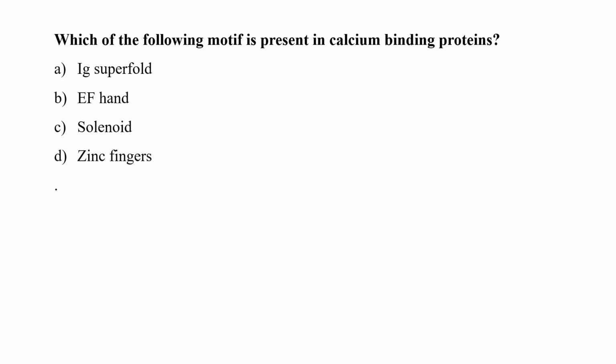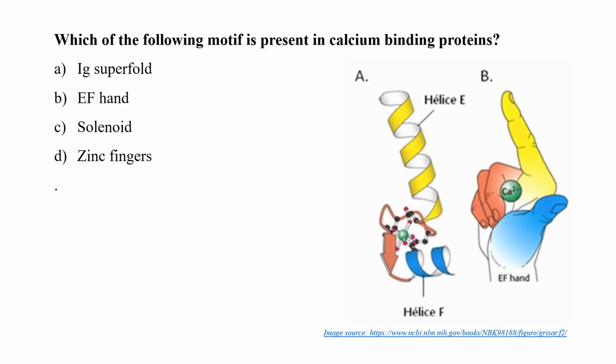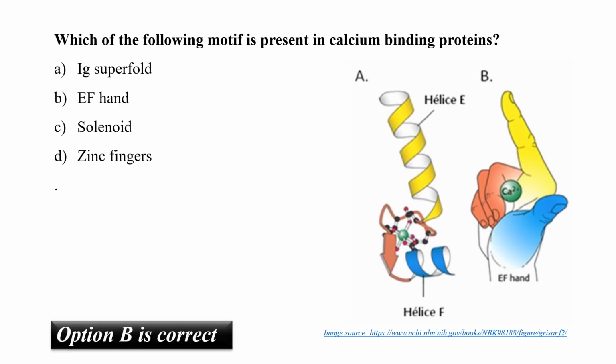Which of the following motifs is present in calcium binding proteins? Ig superfold, EF hands, solenoids, or zinc finger? As you can see in the diagram, the EF hand is a helix-loop-helix structural domain found in the large family of calcium binding proteins. So option B is the correct answer.